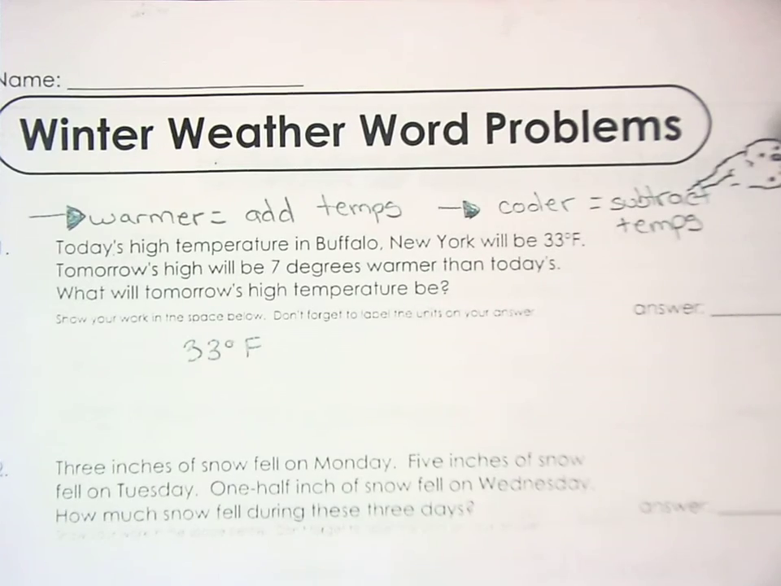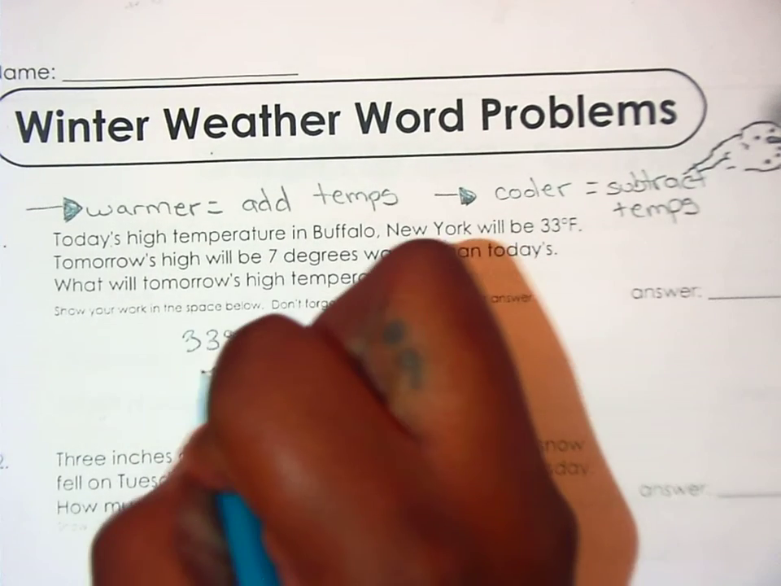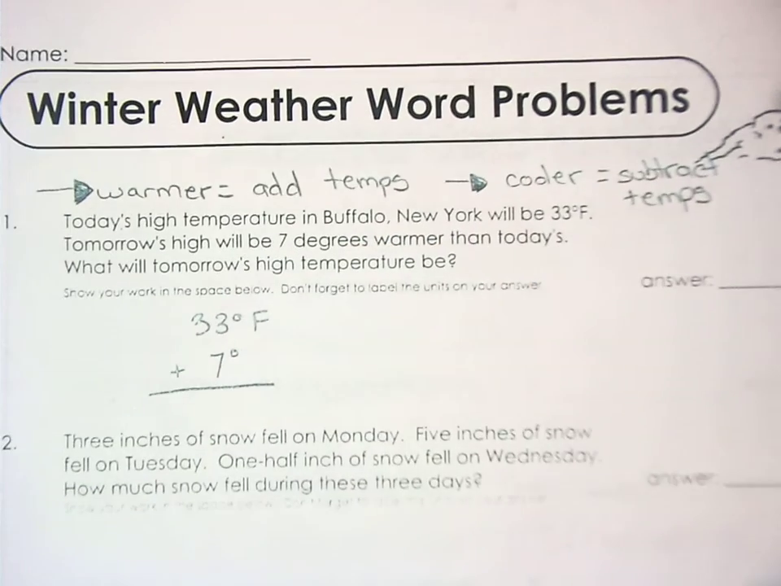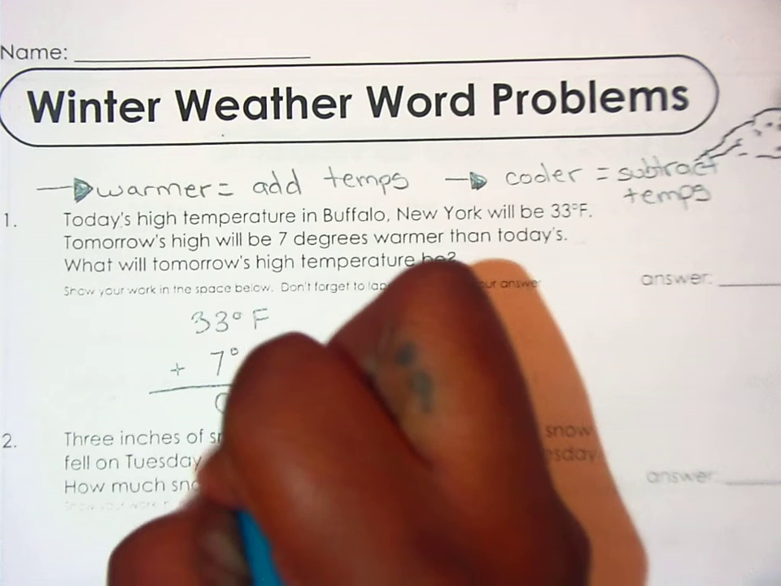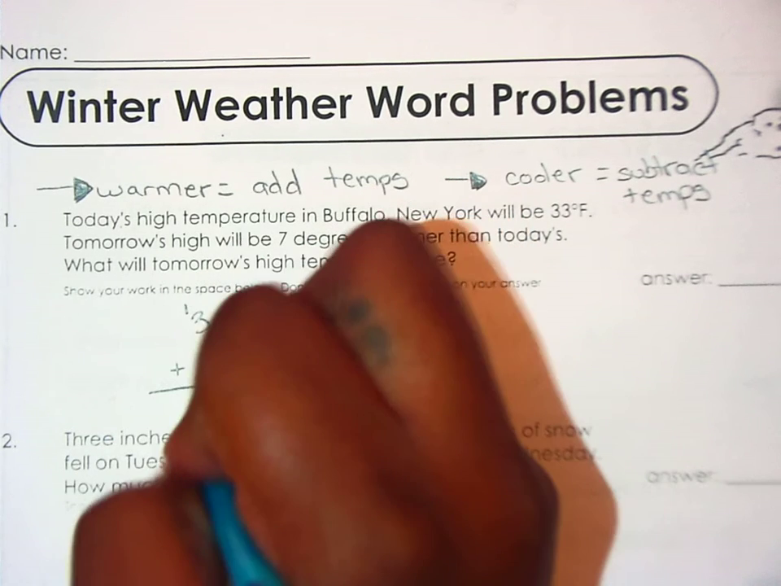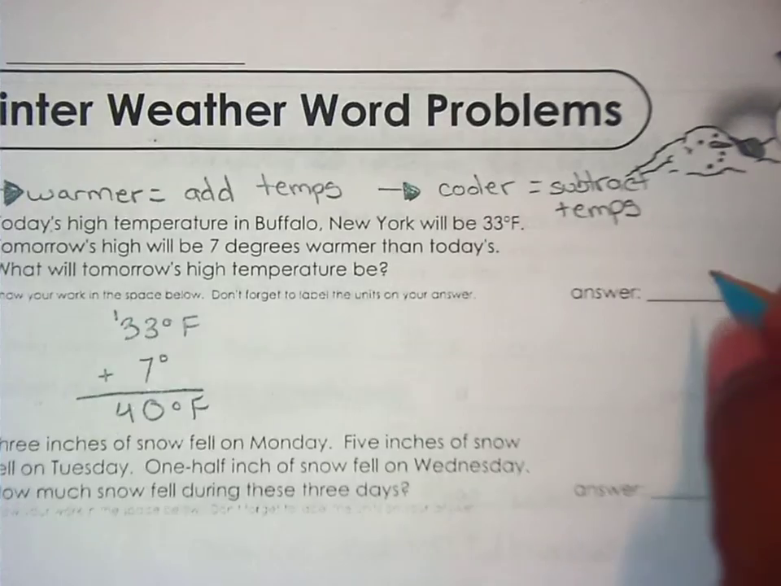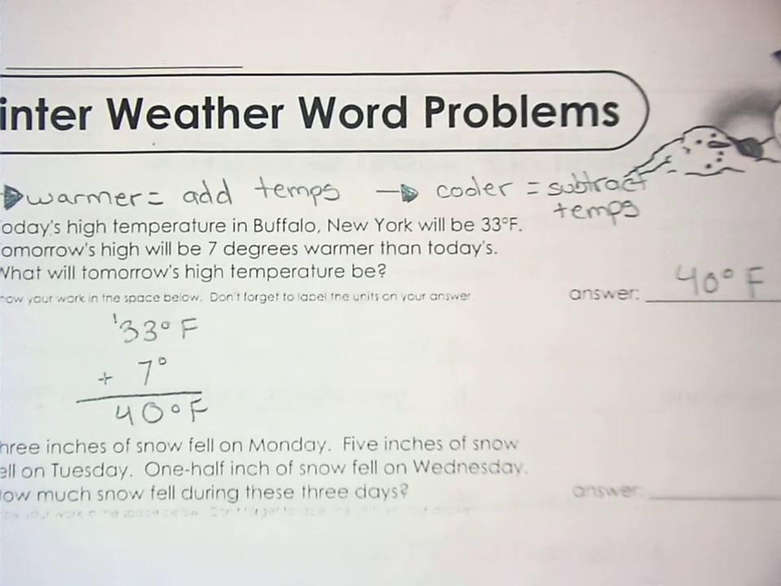All right, now that we're going warmer or hotter, I'm going to add 7 degrees to my temperature. And when I do that adding, I do 7 plus 3 gives me 10. My 0, carry my 4. I get 40 degrees Fahrenheit. So tomorrow's temperature would be 40 degrees Fahrenheit.